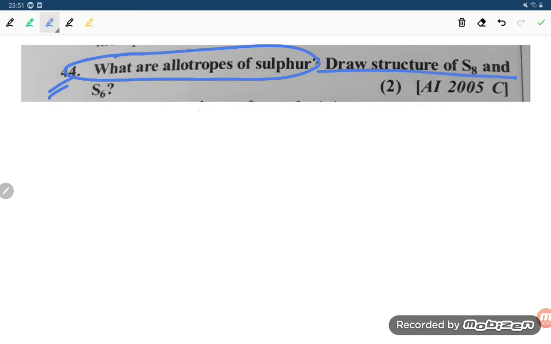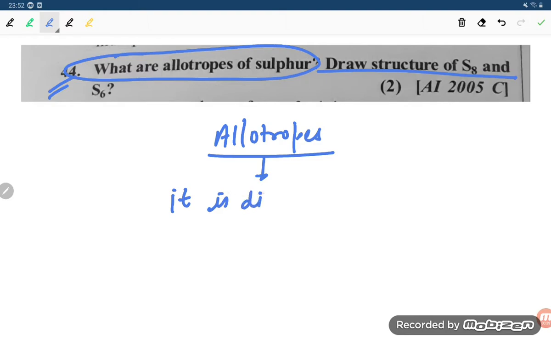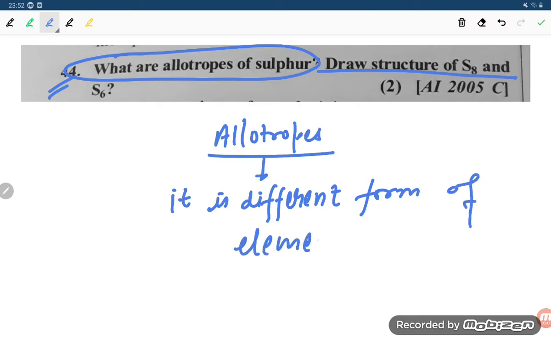So if you talk about allotropes, students, allotropes means having different forms of the compound or molecule. It is a different form of elements. Okay, different forms of the elements.